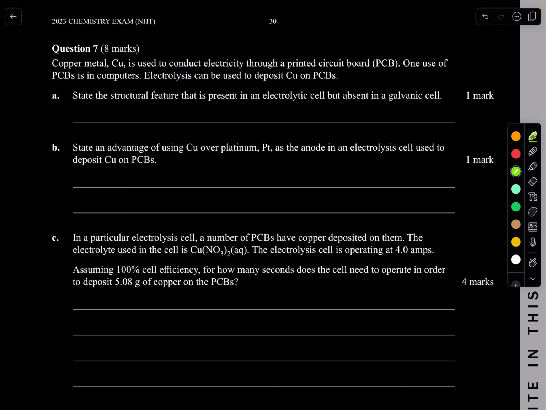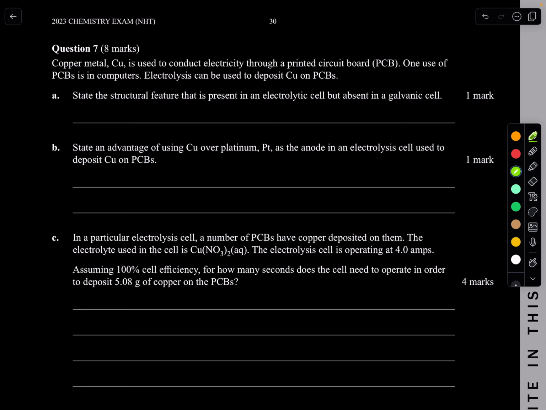Let's have a look at this question. Copper metal is used to conduct electricity through a printed circuit board, or PCB. One use of the PCB is in computers. Electrolysis can be used to deposit copper on the PCBs. State the structural feature that is present in an electrolytic cell but absent in a galvanic cell. Easy. One of the most common things is the salt bridge. The salt bridge is not in electrolytic cells, whereas in galvanic cells, you need it.